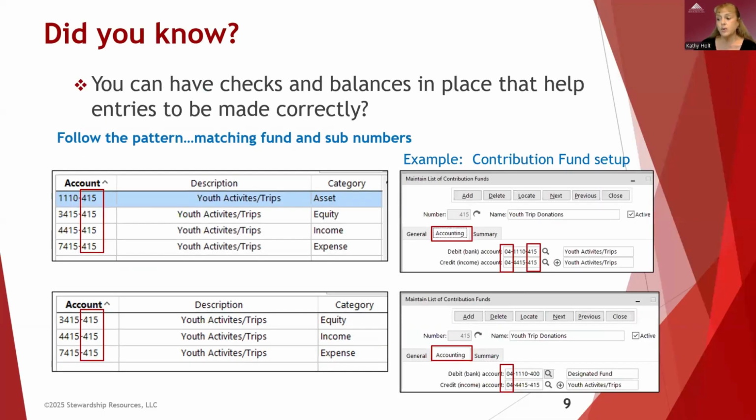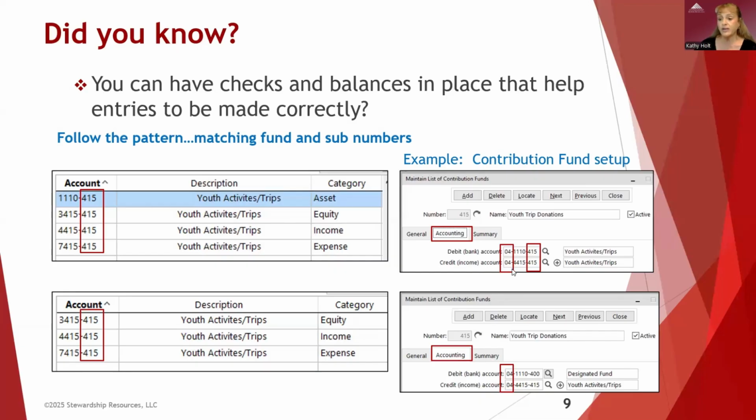Okay, did you know that when you have this check and balance set up, you are pretty much going to follow the pattern and you're going to match your funds and your subs? So in my example, I've got 2 examples here. In the first example, we have subbed out the bank account, which is something you can do, but you don't have to do. And then we've got over here where we've set up the contribution fund for youth trip donations. And then in the accounting tab, the really important thing is that you match your funds, 0404.